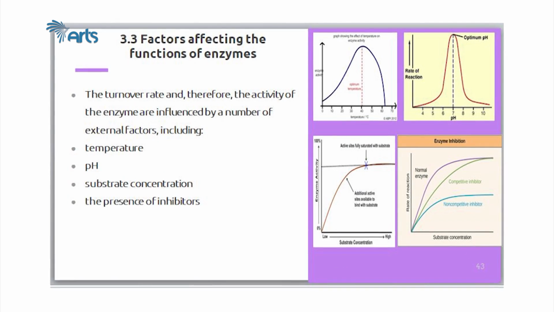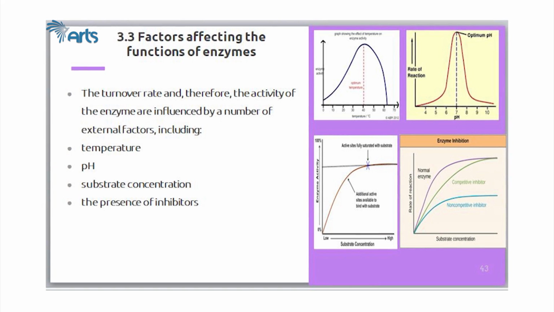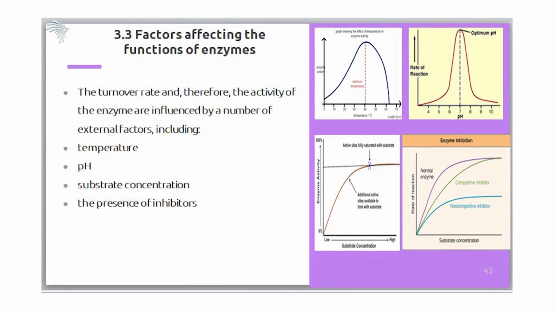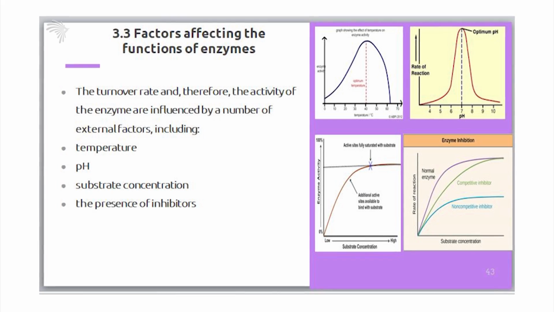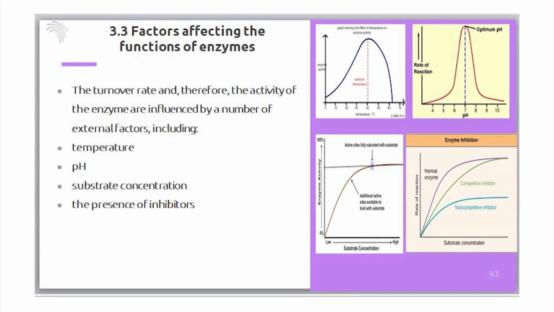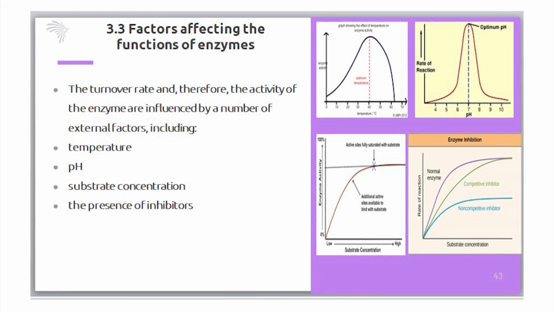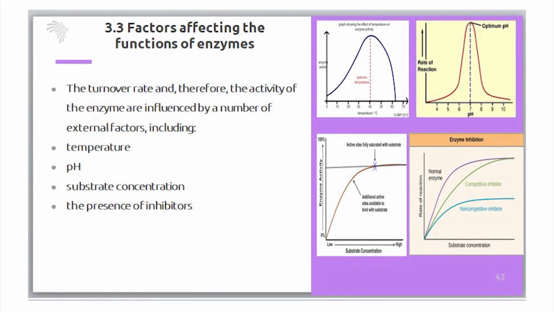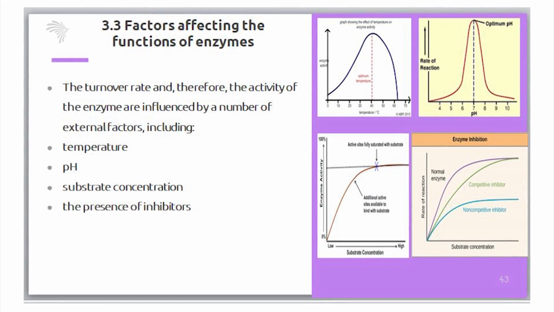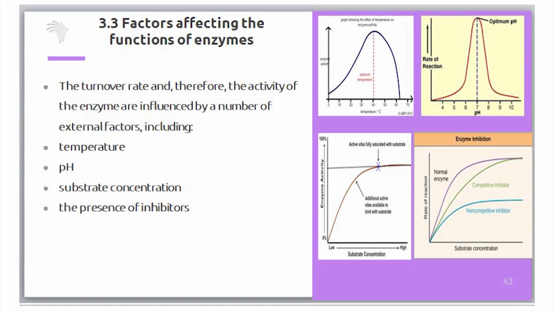Now let's go to the last part of enzymes, that is factors affecting the functions of enzymes. Enzymes, like many other chemical processes, have many factors that affect their catalytic process. The turnover rate and therefore the activity of enzymes are influenced by a number of external factors, including temperature, pH, substrate concentration, and the presence of inhibitors. We're going to look at these step by step; they are the major factors that impede the catalytic activities of enzymes.